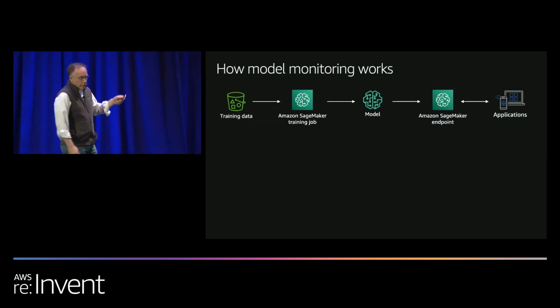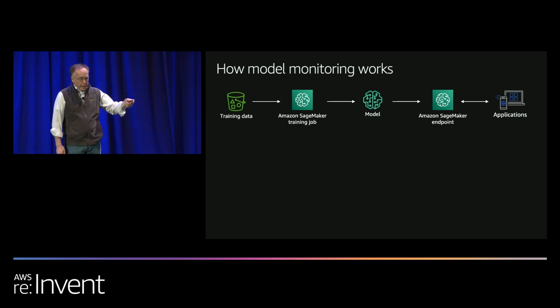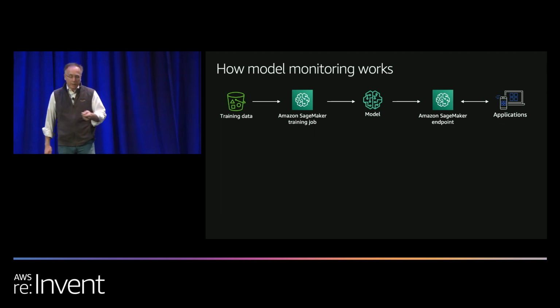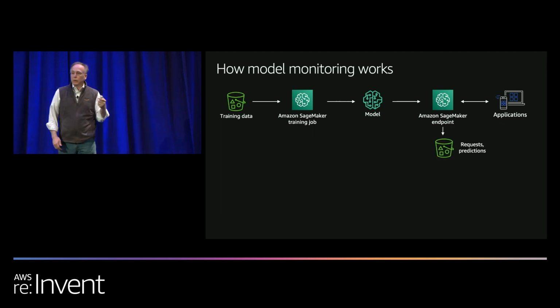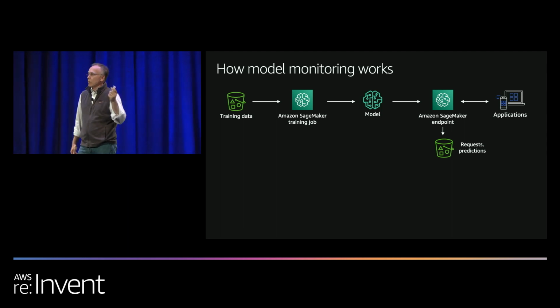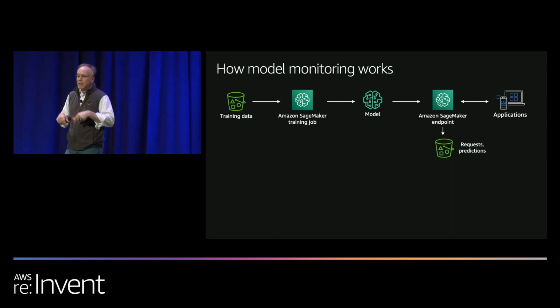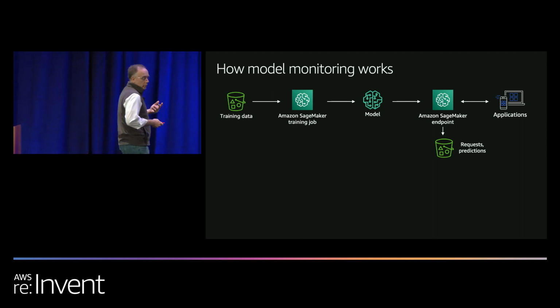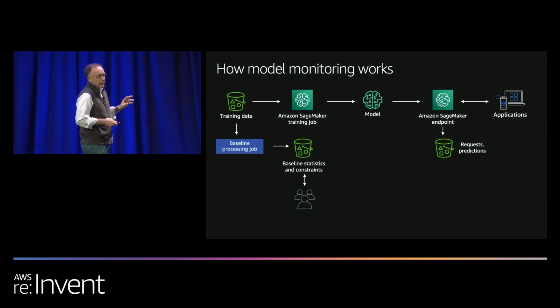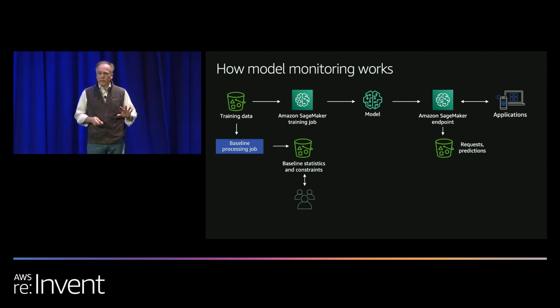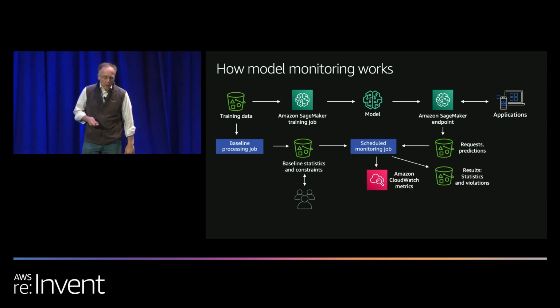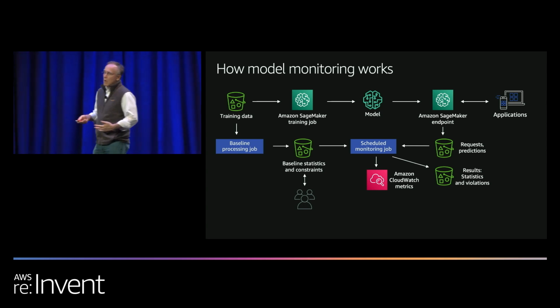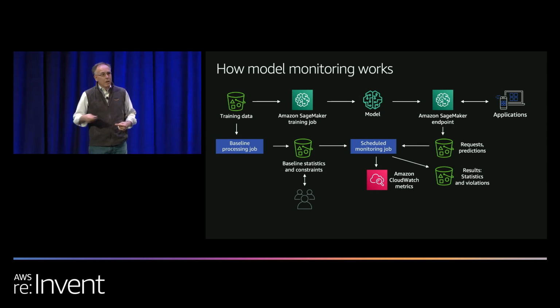So model monitoring, you've got the standard process of training, producing a model, producing an endpoint. And what model monitoring lets you do is tap into that stream of requests and predictions and save that automatically. So it will sample that, save it off to S3. And then you can do monitoring jobs. You start by baselining what your original training data looks like, so you know the data distributions. You schedule a monitoring job to watch that data as it's coming through your endpoint.